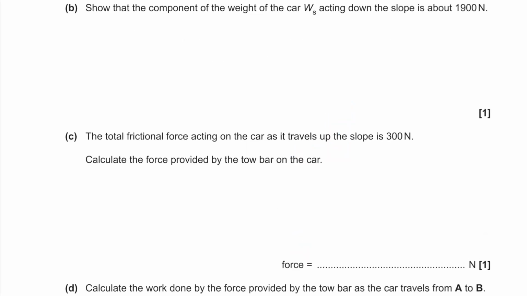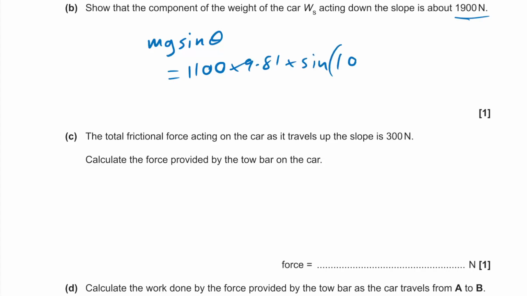B, show the component of the weight of the car is about that. We know this, don't we? We know it's equal to mg sine theta. So it's going to be 1100 times 9.81 times the sine of 10 degrees. And so we end up with 1870 to 2 sig figs anyway, newtons.